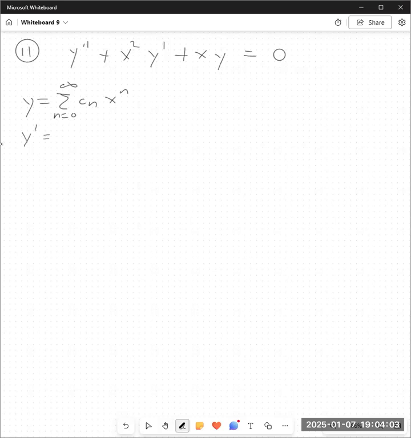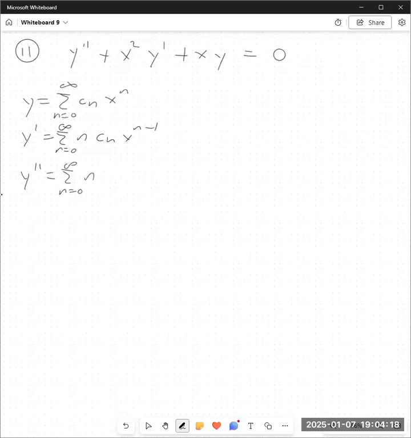Y prime is equal to the sum from n equals 0 to infinity of n Cn x to the n minus 1. I'm just going to leave them this way for a second. Y double prime equals the sum from n equals 0 to infinity of n times n minus 1 Cn x to the n minus 2. The reason I want to leave them looking that way is that I think I'm going to be able to get a couple of these to match the degree just by the multipliers.